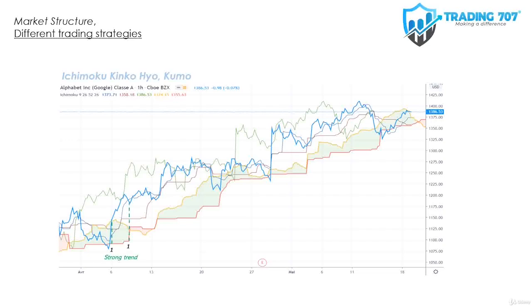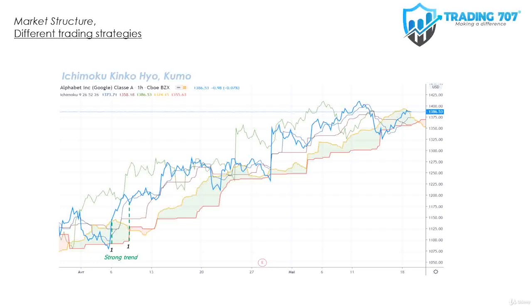During the first period, from April 6 to April 9, Google price moves above the Kumo cloud, indicating that we are in an uptrend. However, we observe a decrease in the thickness of the Kumo cloud. This strong upward trend will slow down, as well as between the first period and the second one.